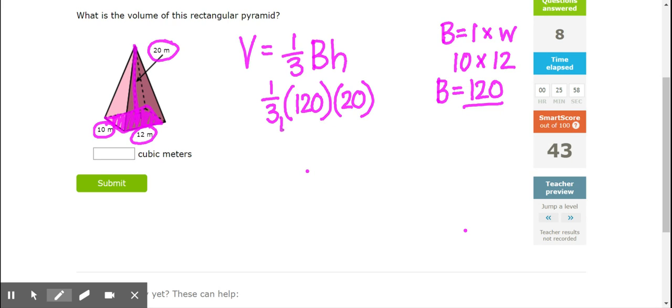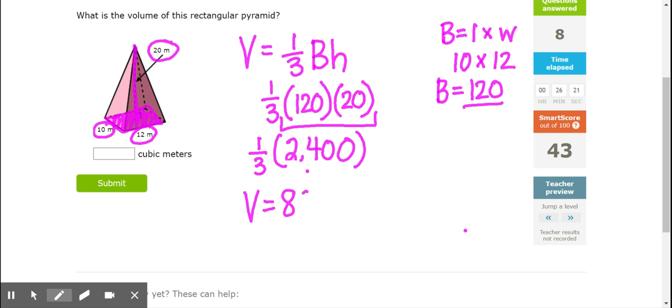Okay, I'm going to type in 120 times 20, and I get 2,400. And I'm going to bring down that 1/3. Okay, so now I'm going to divide 2,400 by 3. And I get 800. So the volume of this pyramid is going to be 800 cubic meters.